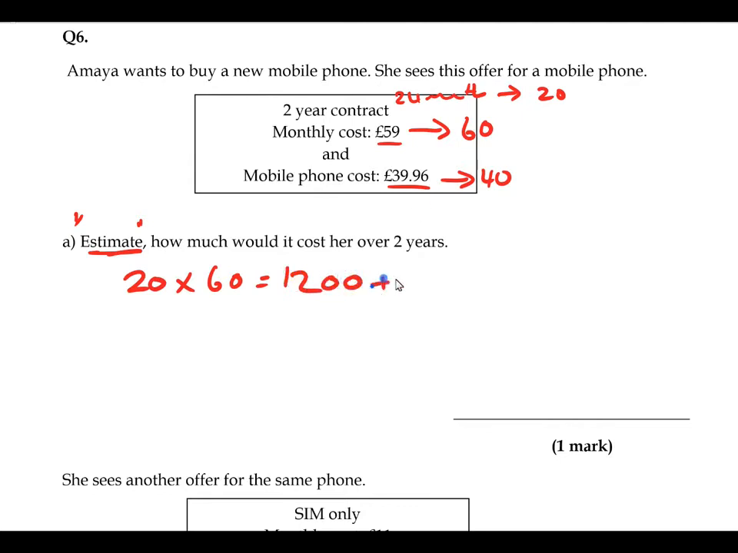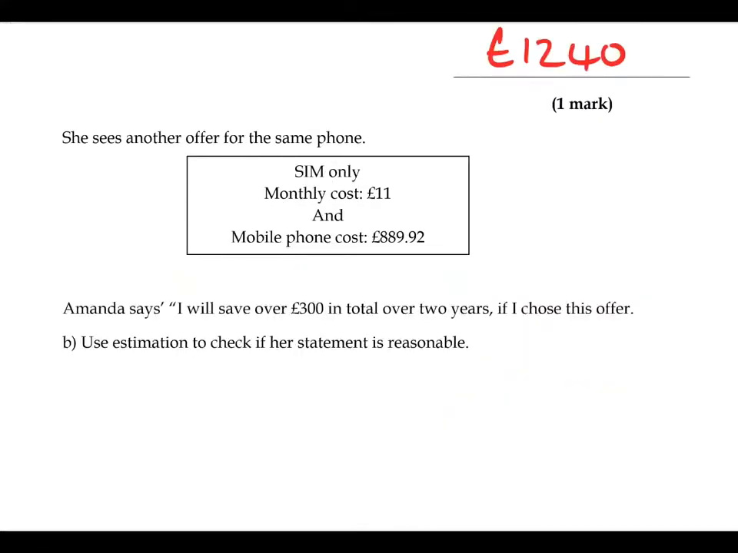And then we need to add the £40 for the price of the phone. So our estimate is £1,240. The next part shows that she sees another offer at the same phone, but this time it's a SIM-only offer where the monthly cost is £11 and the mobile phone is £889.92. So Amaya says that I will save over £300 over the 2 years if I choose this offer.